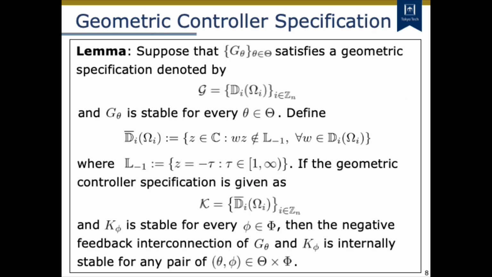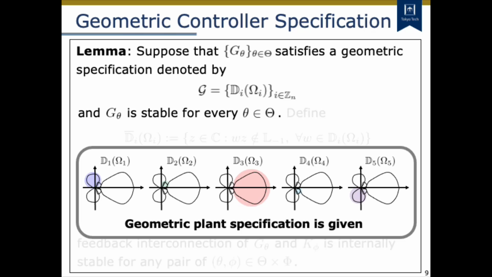The idea in the previous slide can be stated as this lemma. In the first part here, we suppose that the plant model set satisfies a geometric specification denoted by script G here, and every plant model G theta is stable. This part simply states that a geometric plant specification is supposed to be given as shown in this figure.